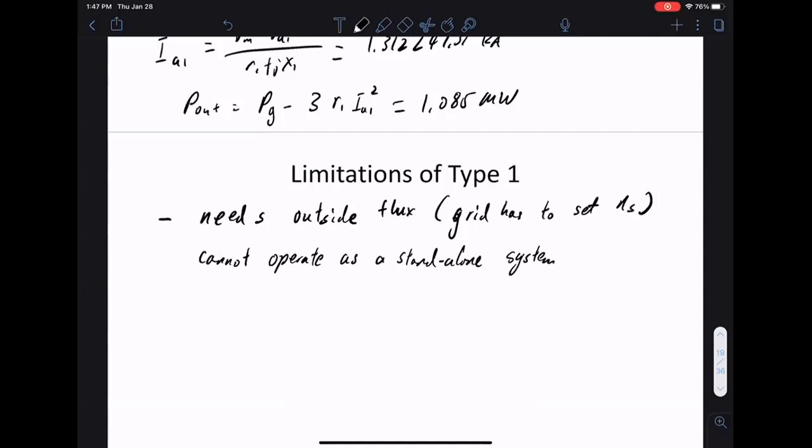If you build a microgrid and your generator is a type 1 turbine, then it is very hard for it to provide power. You need some reactive power compensation. Another drawback is that it consumes reactive power. It has inductors in it, so it has to consume reactive power. And the third one is that it has a high starting current.